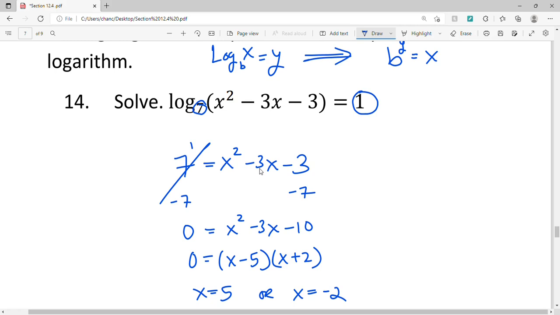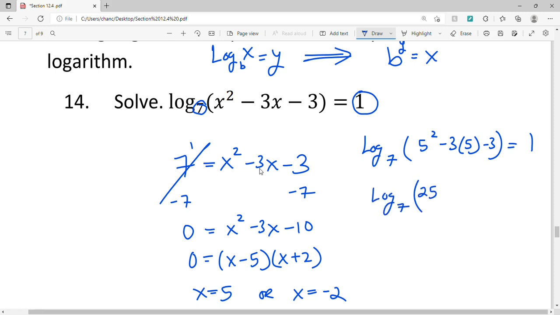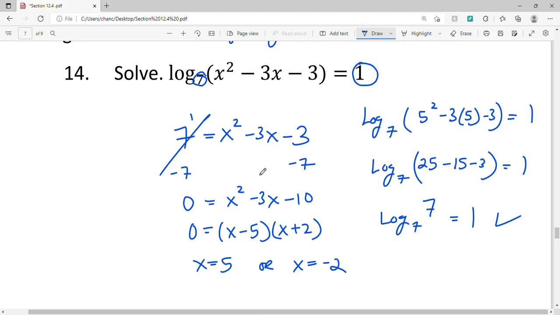Let's check our work. Log base 7 of 5 squared minus 3 times 5 minus 3, is that equal to 1? 5 squared is 25. Log base 7 of 25 minus 15 minus 3, is that equal to 1? Well, this is log base 7 of 7. This is true because 7 raised to what power gives you 7.